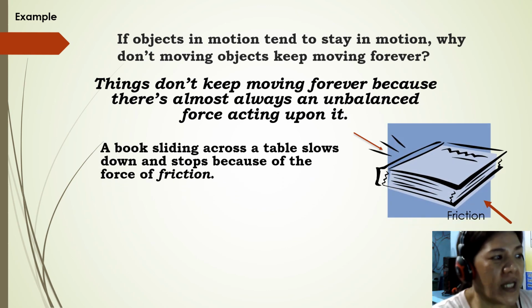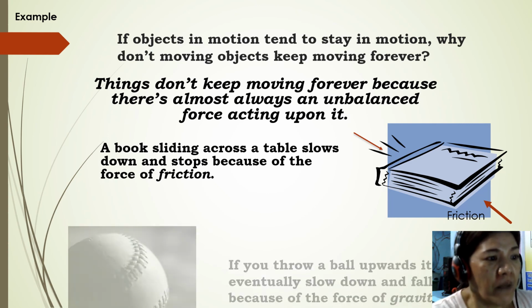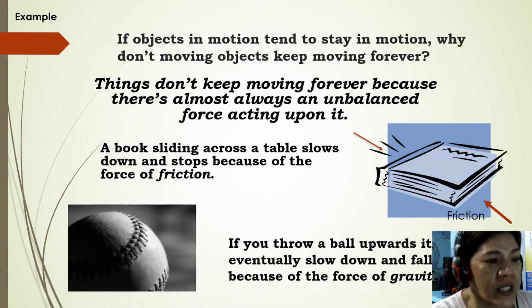If you try a book sliding across a table, it slows down and stops. That is because of the force of friction. Friction can slow down the motion of an object. Okay, if you throw a ball upward, it will eventually slow down and fall because of the force of gravity.